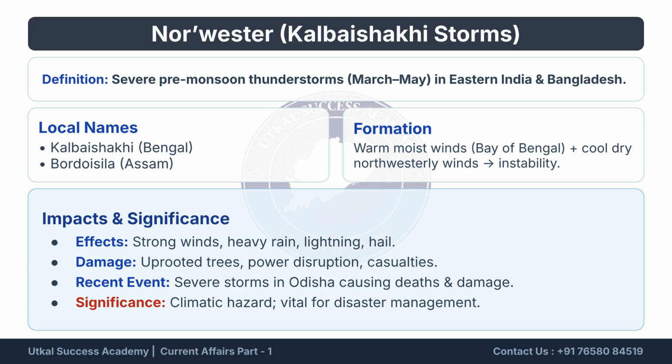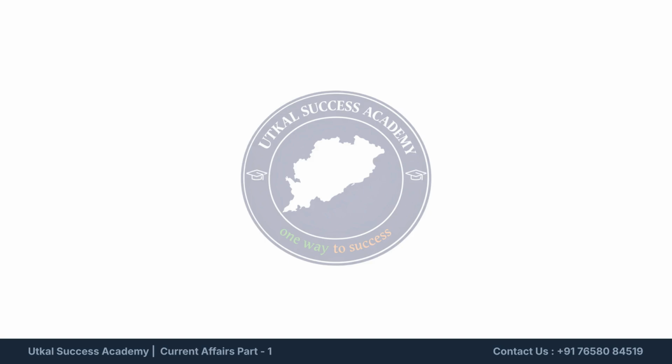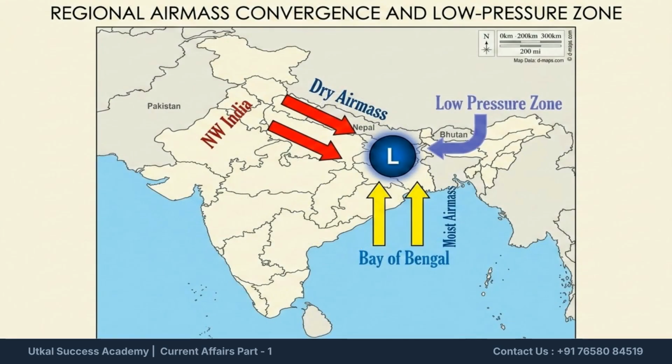We begin with nor'wester, or Kalbaishaki storms. These are severe pre-monsoon thunderstorms occurring in eastern India and Bangladesh between March and May. They are known locally as Kalbaishaki in Bengal and Bordwasila in Assam. The storms form from the instability caused by warm, moist winds from the Bay of Bengal meeting cool, dry northwesterly winds. The map illustrates the convergence of moist and dry air masses, forming a low-pressure zone.